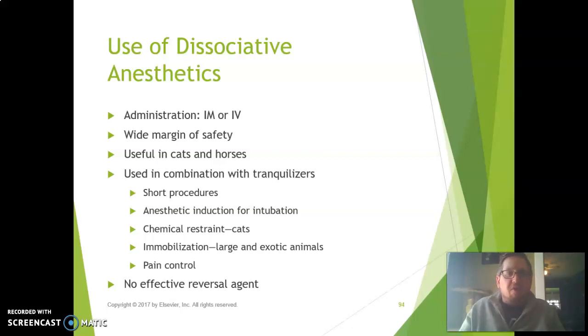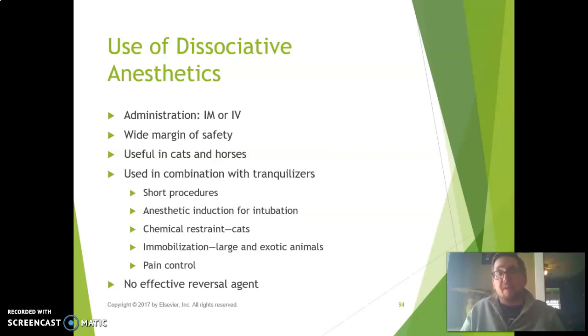It's usually used in short procedures, in anesthetic induction for intubation, and chemical restraint in cats. This is a very, very common one. So if we have a fractious cat that needs to be groomed or something along those lines, this drug is a go-to for a lot of veterinarians. It can immobilize large and exotic animals. You guys have probably seen dart guns in veterinary and wild animal shows whenever they sedate. Most of the time it has a ketamine type drug inside them. And once again, in micro doses, it can also be used in pain control.